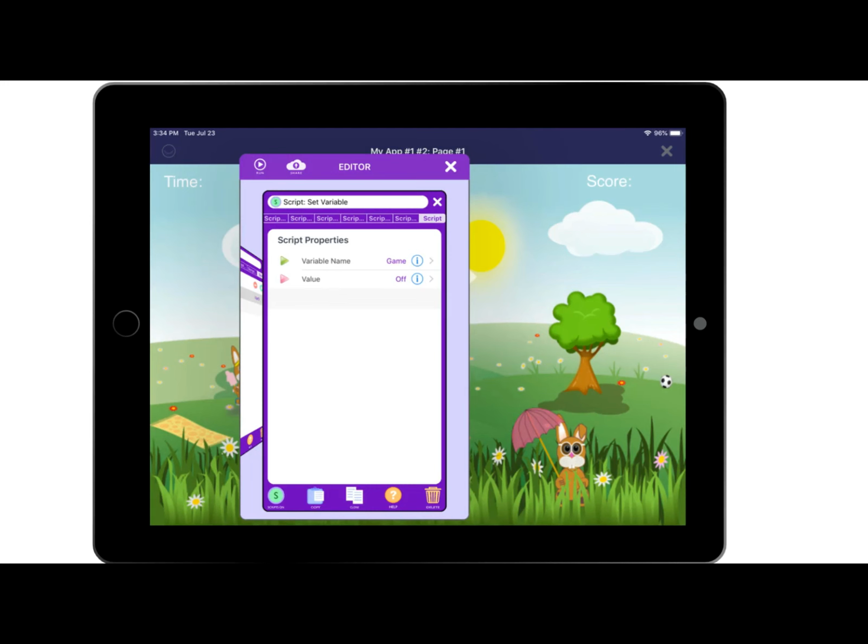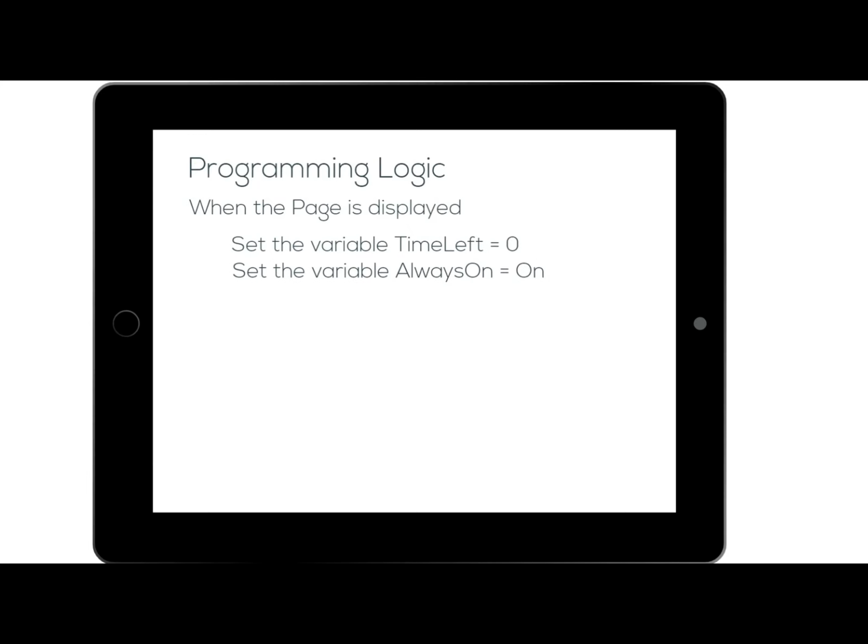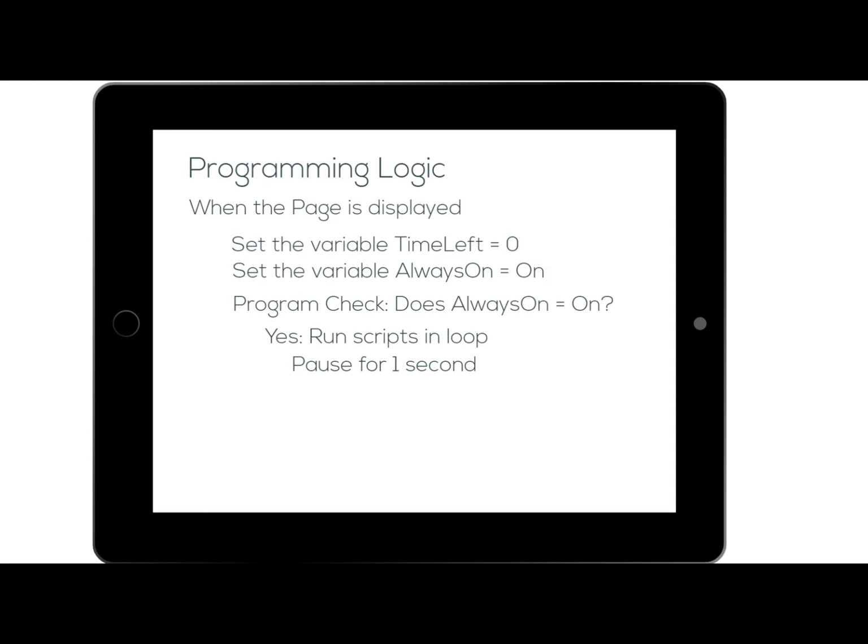Loops and conditionals can be a little tricky, so let's take a moment to look at our programming logic. When the page is displayed, we're going to set the variable named time left equal to the value of 0, and we're going to set the variable always on equal to the value of on. Then the program's going to check, does always on equal on? Since the answer is yes, it will run the scripts within that loop. It will pause for 1 second, and then the program will check, is time left greater than 0? At this point, the answer is no, so nothing will happen, but that's okay because our game hasn't started yet.